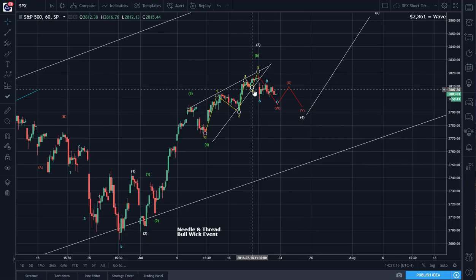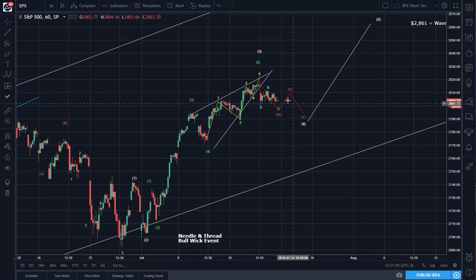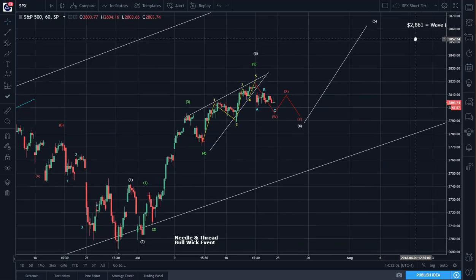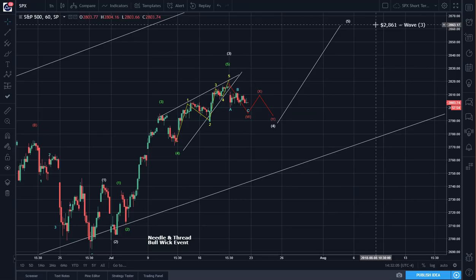This can easily morph into an ABC and go straight down, because the rule of alternation doesn't always comply. The rule of alternation between 2 and 4, I've seen too many exceptions. But in this case, I'm going to take that rule and apply it and see what happens. And then after the WXY completes, we should see an impulse, probably to all-time new highs, 2861 or so, in an impulsive manner. Okay, that is the short term.